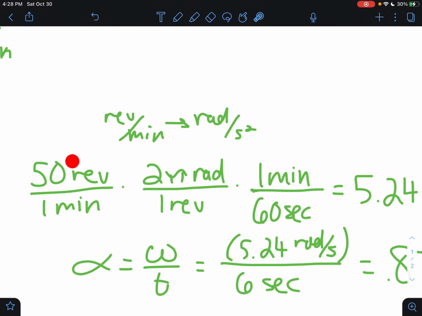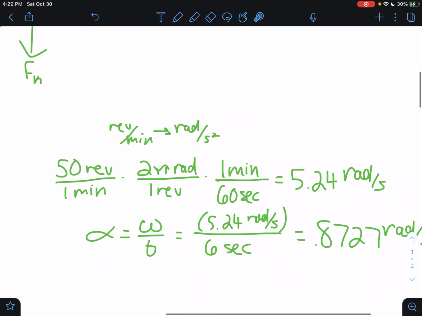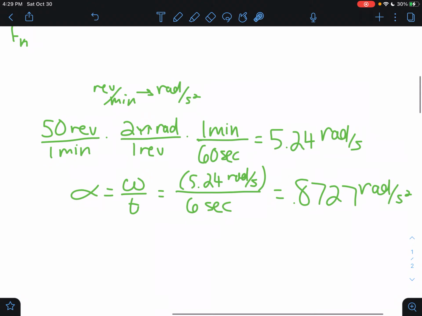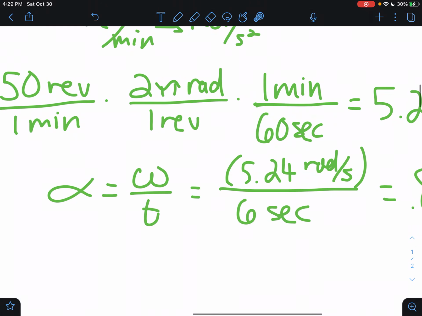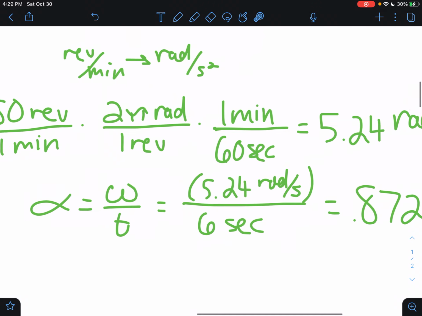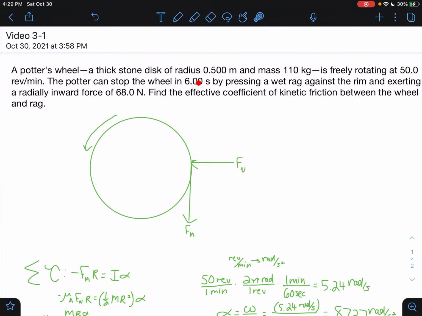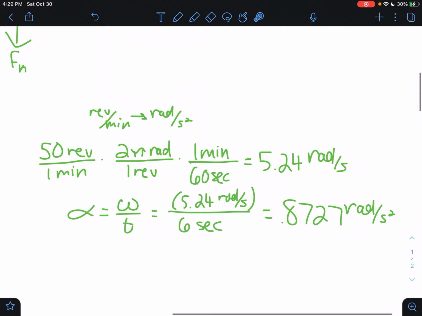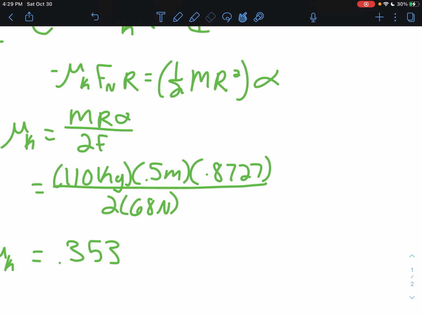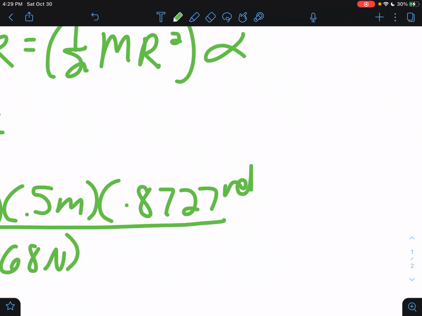You have to get rid of the revolutions and get to radians. You do that by multiplying by 2 pi. That's the thing that always trips me up, the 2 pi, because I never know when to use it. And then minutes to seconds. This only gives us our velocity. Acceleration is just velocity over time, so this is the velocity that we just found, and the 6 seconds is because the potter can stop the wheel in 6 seconds. That's the duration, and you get 0.8727 radians per second squared, which is what I put over here. I just forgot the unit, radians per second squared.